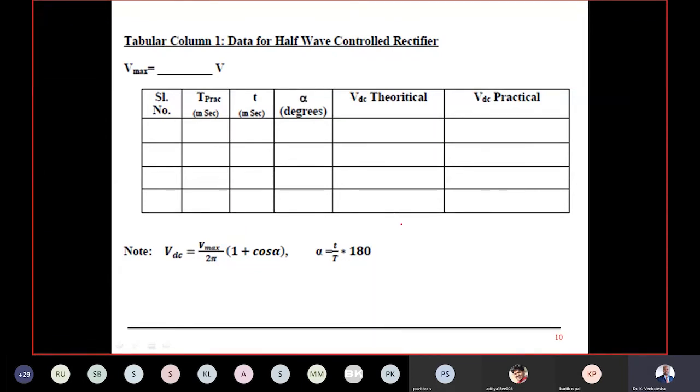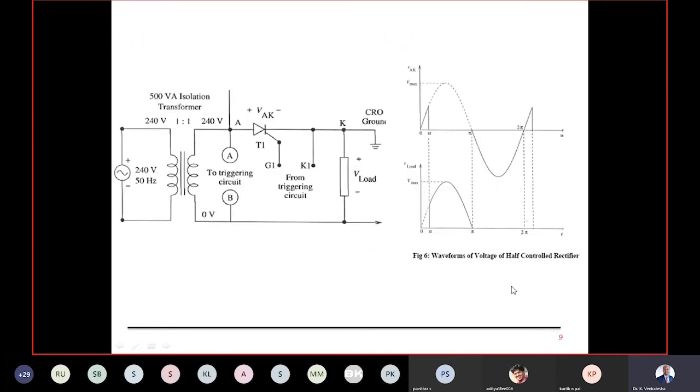Okay. Now, this small t and capital T we get from the CRO. I'll show in the CRO how to calculate the time period. Because of the time division technique, a time division knob will be there. By seeing the time division knob, we see how many units it has taken here. Maybe somewhere I'll show you how many units it has taken here.